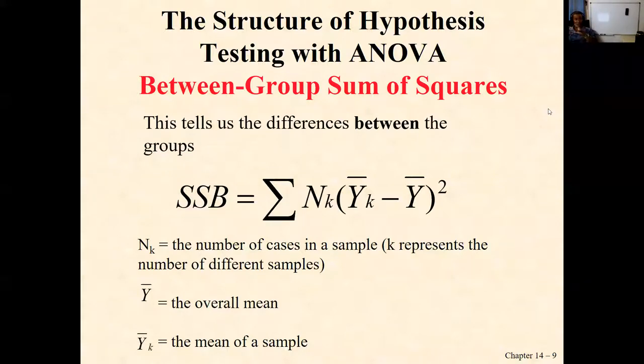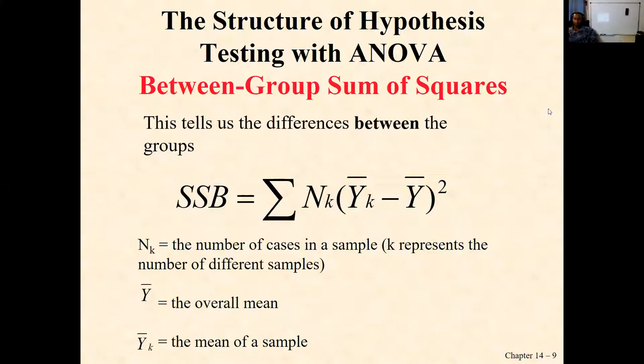Because like I said, the ANOVA procedure works by comparing the amount of variance or the amount of differences between groups to the amount of variance or the amount of differences within these samples themselves. So that's what the between group sum of squares will help us to find out.